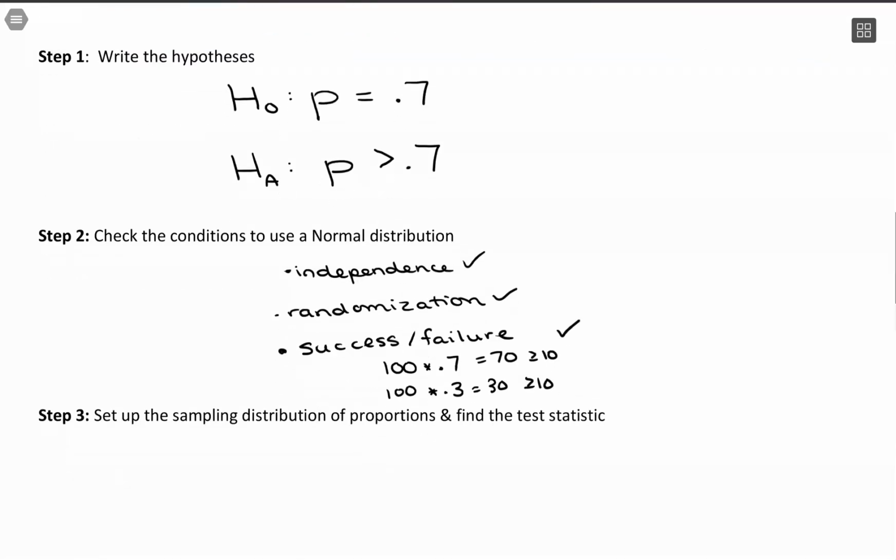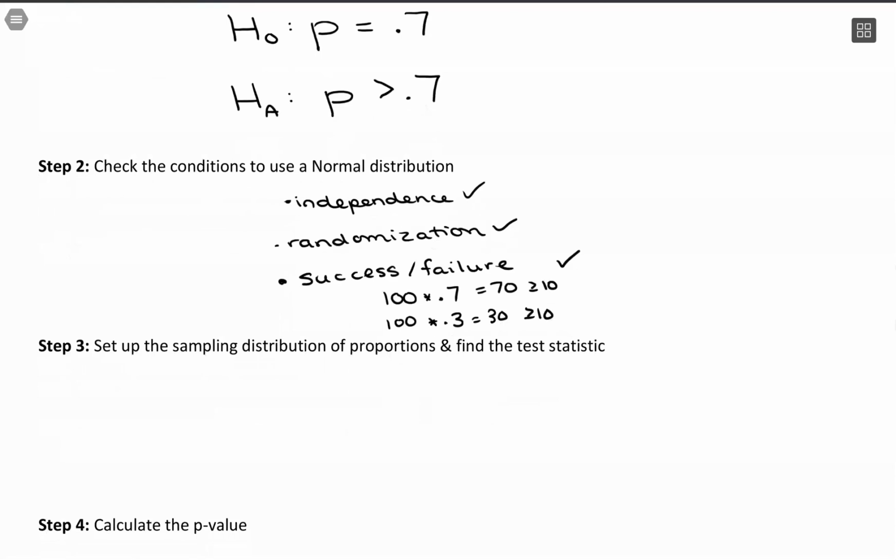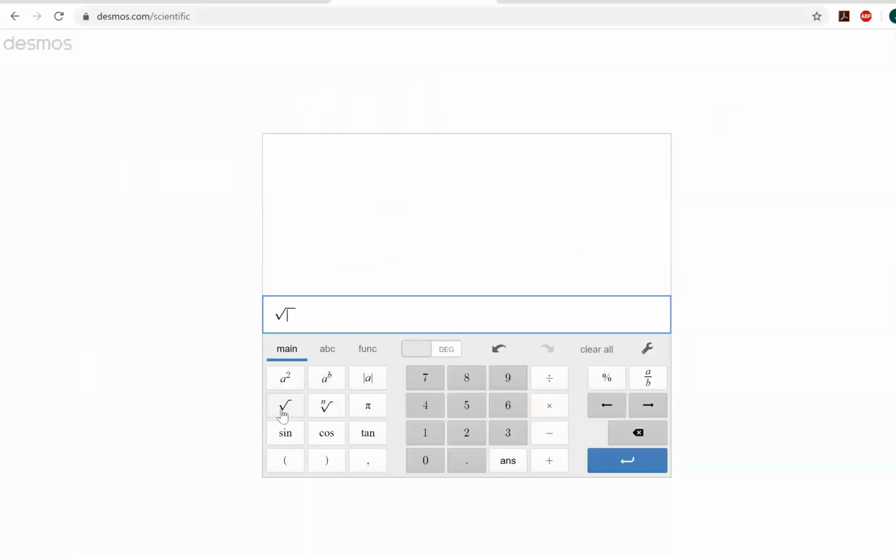So now what we can do is set up our sampling distribution, and then I'll go ahead and show the work for finding the test statistic as well. So mean, we're just going to look at our null hypothesis, which was 0.7. Standard deviation, take the square root of 0.7 times 0.3 over our sample size of 100. I'm going to show you the steps for plugging everything into the calculator too, just so we don't miss anything. So this will be square root, separate 0.7 times 0.3 over 100. So it has a standard deviation of 0.0458.